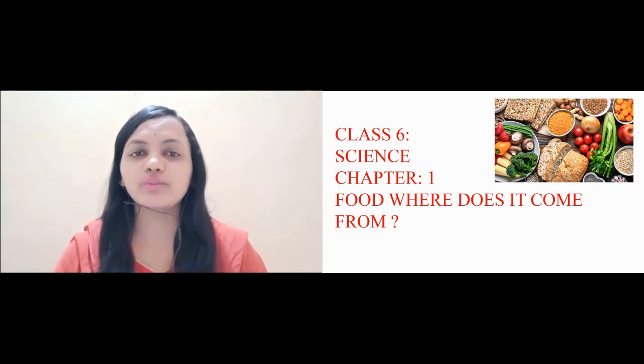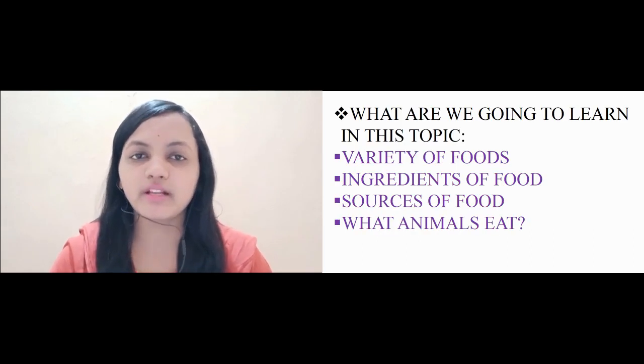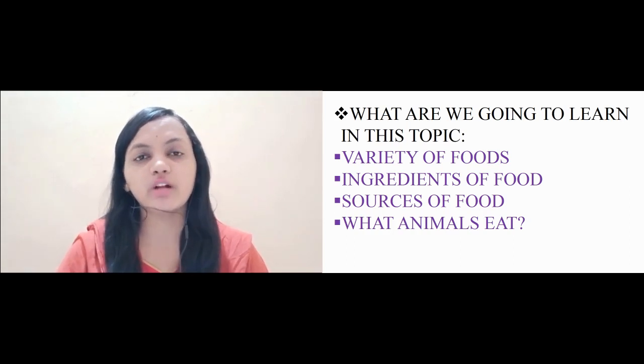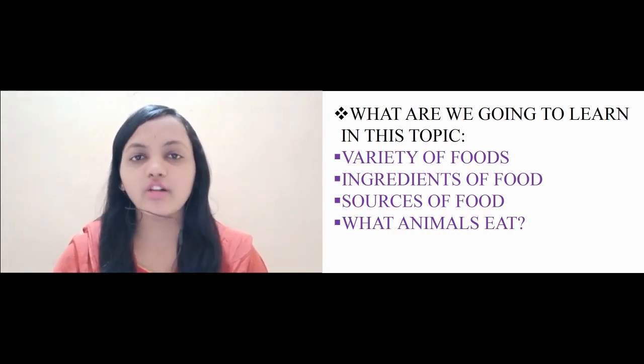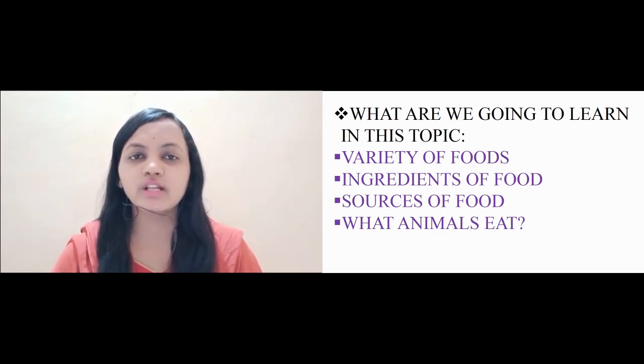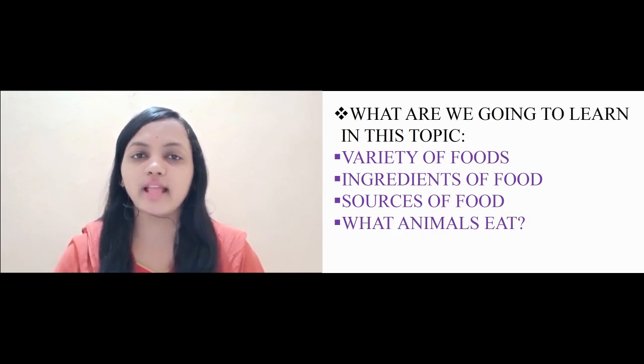We are going to learn in this topic the following points: variety of foods, ingredients of foods, sources of food, and what do animals eat. We are going to learn these 4 points in our topic, that is chapter number 1, food. Where does food come from?